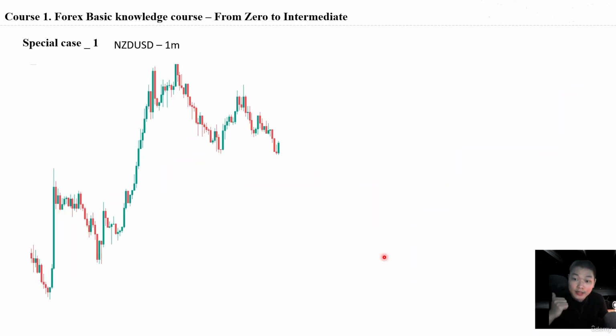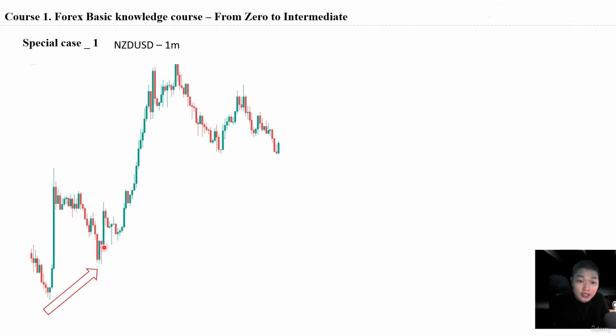Let's jump to the New Zealand dollar, but this time on the 1 minute time frame, to know whether supply and demand still work perfectly in the smaller time frame. On this market, you can see now is an uptrend, and here is a low of this uptrend. After the market has a small pullback, it goes up very strongly, and you can see a lot of Marubozu candles.